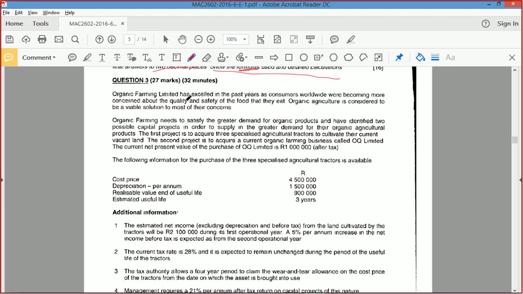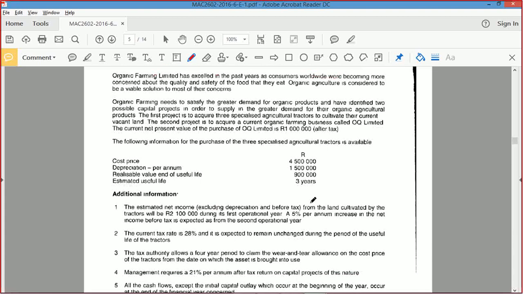The top bit: organic farming has excelled in the past years as consumers worldwide are becoming more concerned about the quality and safety of the food they eat. Organic agriculture is considered to be a viable option to most of their concerns. Organic farming needs to satisfy the greater demand for organic products and have identified 2 possible capital projects. The first project is to acquire 3 specialized tractors to cultivate their current vacant land. The second project is to acquire a farming business called OQ Limited. The current net present value is 1 million after tax. The following information for the purchase of the 3 specialized agricultural tractors is available: the cost, the depreciation, the residual value, the useful life.